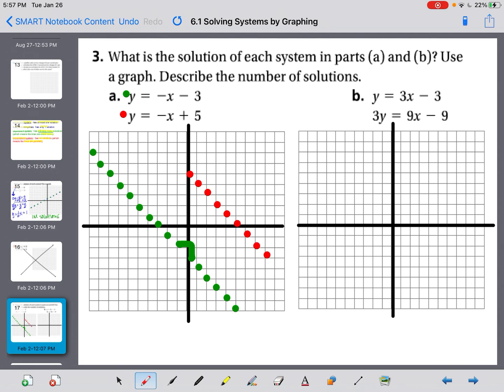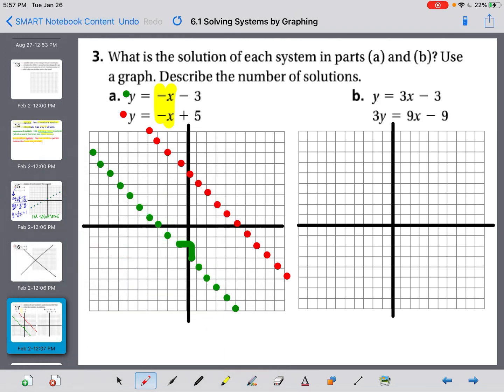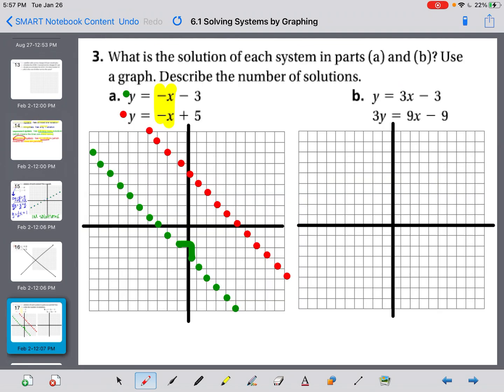Okay, if you notice, these two are not getting any closer to each other because they have the same slope, which means these are parallel lines. If they are parallel lines, that means it is inconsistent and will have no solutions, which makes sense since they didn't touch. So this is a no solution.